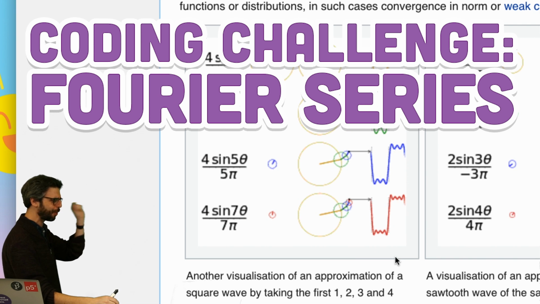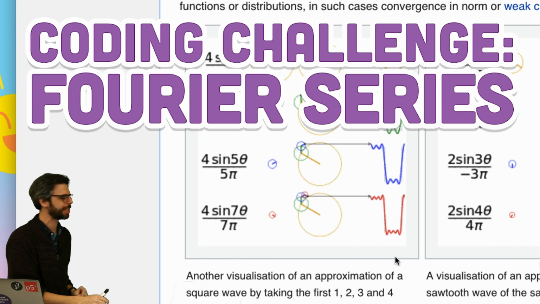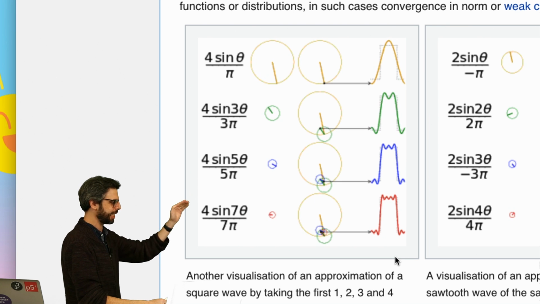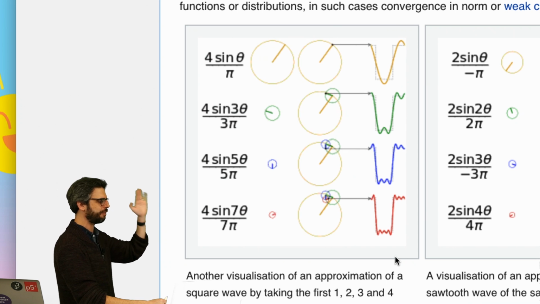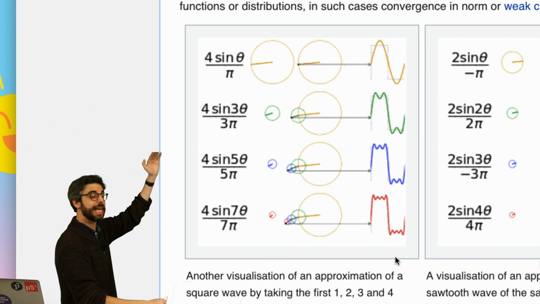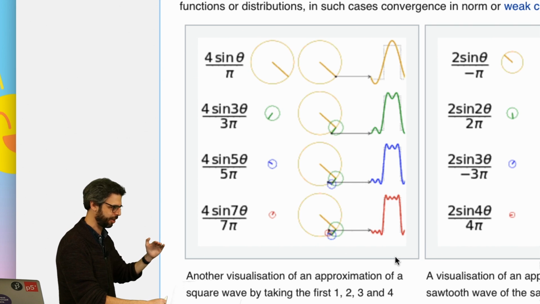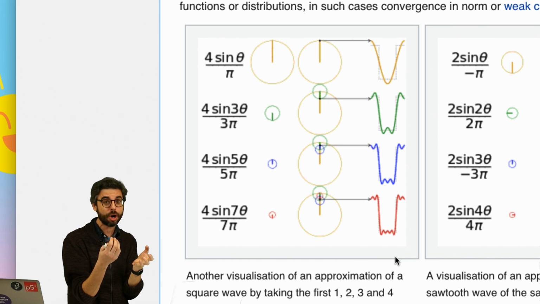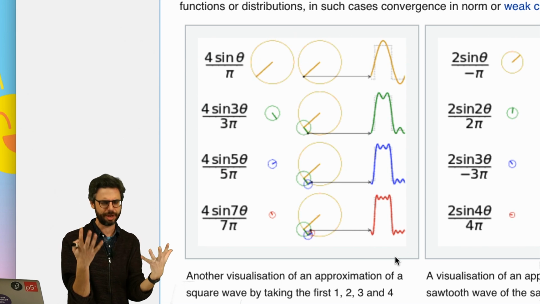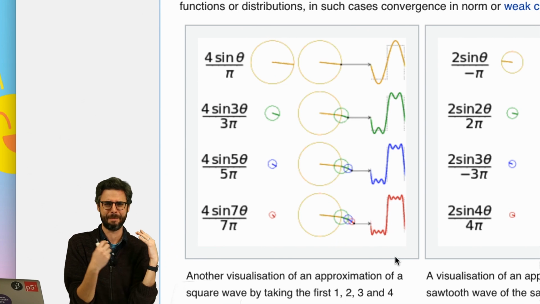So what I am going to program in JavaScript using the P5.js library is exactly this. This is what's known as a Fourier series. It is a series of wave patterns that when summed up together approximate some other function. What does that even mean?